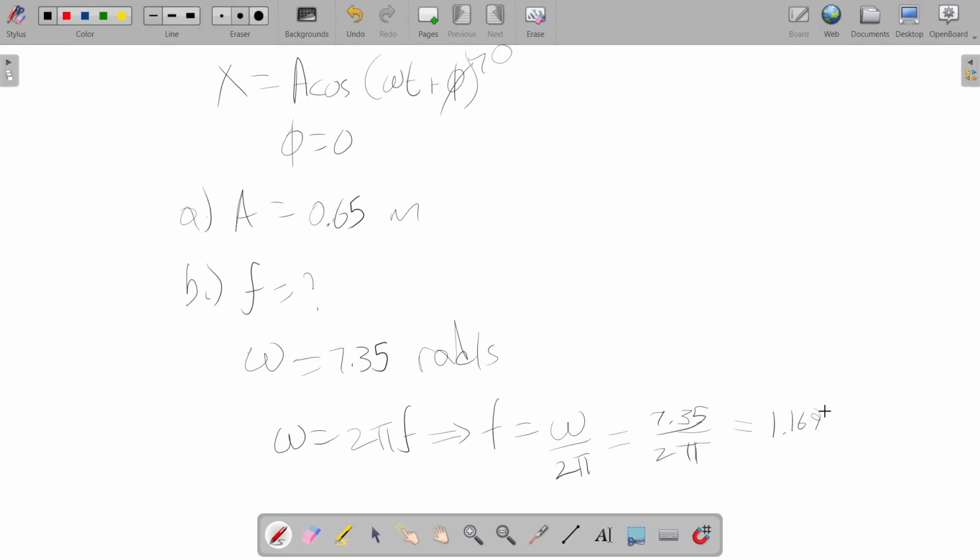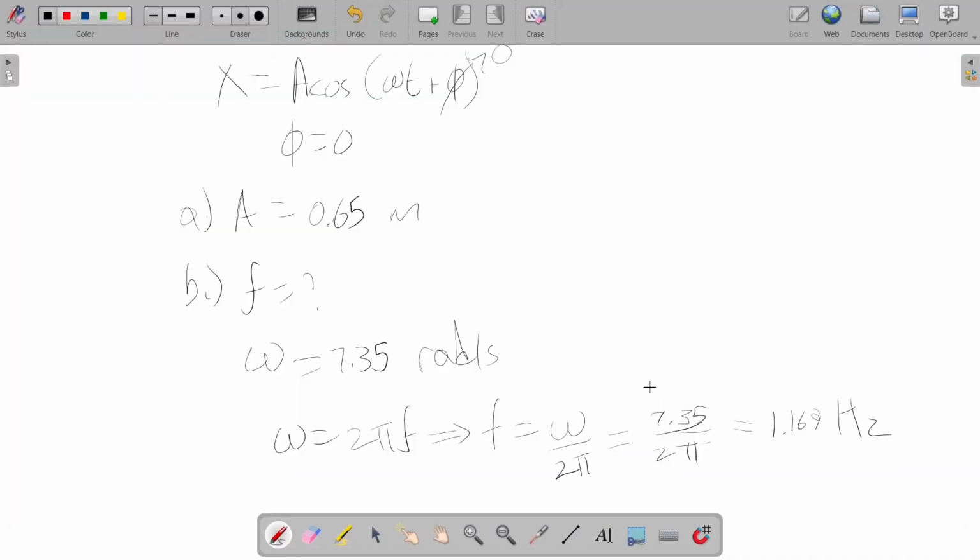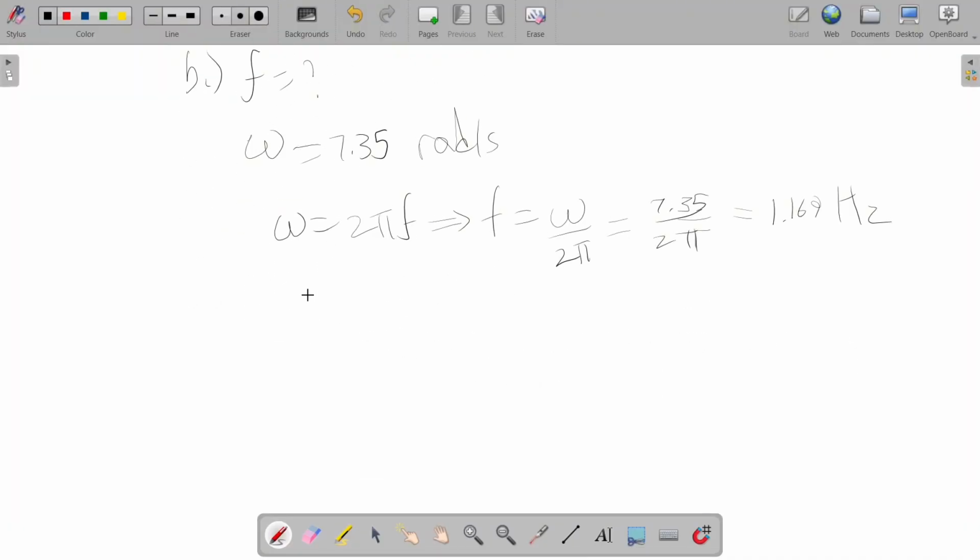69 hertz, right? You could round it up to 1.17, whatever you prefer. But yeah, that's basically it for frequency. Again, very simple. For the period now, I just told you guys, the period is basically 2 pi over omega. Or you can just say 1 over frequency, of which you already have the frequency, right?